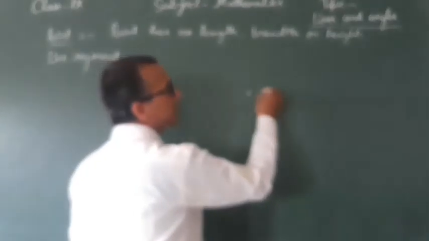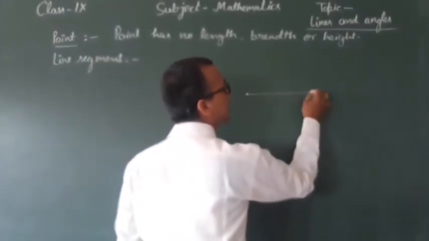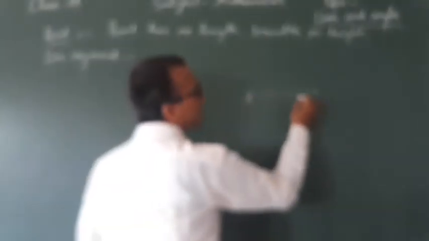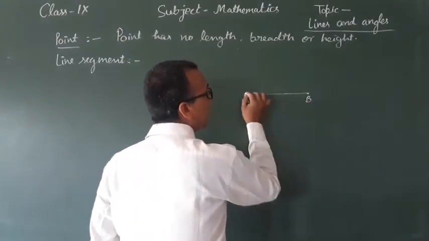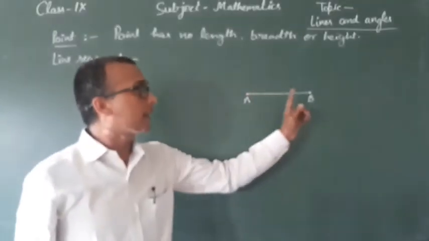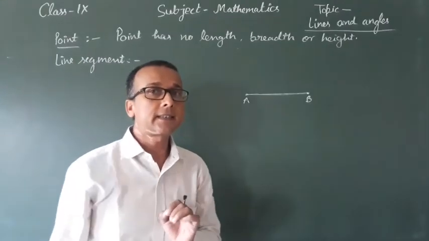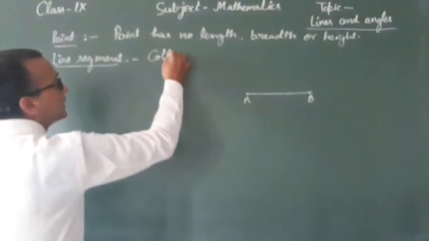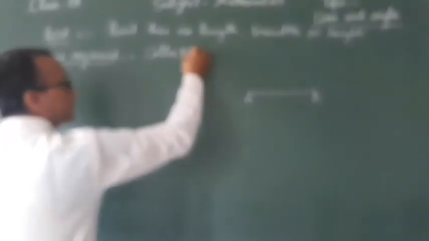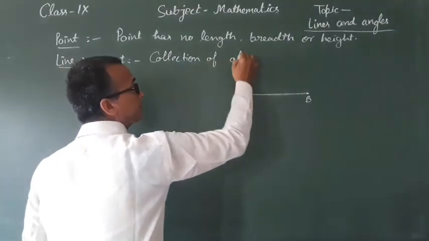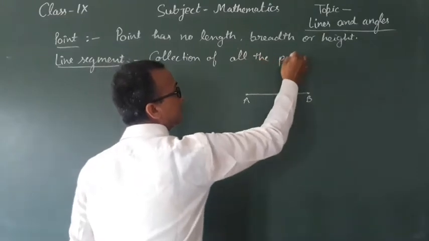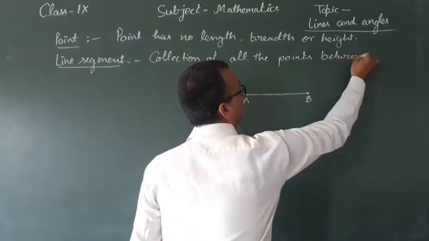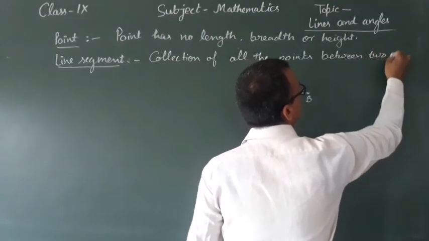A line segment is the collection of all the points which are situated between 2 points. Suppose it is point A and it is point B. If we collect all the points between A and B, then we get a line segment. A line segment is a collection of all the points between 2 points.